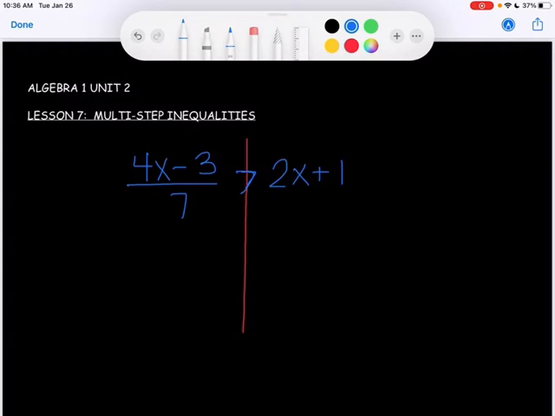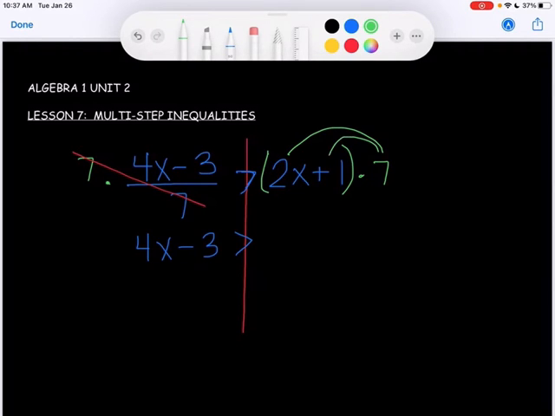I want to get rid of the fraction first, so it's being divided by 7 on the left-hand side. To get rid of that, I need to multiply by 7. But don't forget, what you do to one side, you've got to do to both sides. So I've got the 4x minus 3 left on the left-hand side is greater than, now be careful here, we're multiplying this entire side by 7. So I'm going to have to distribute here. So I've got 7 times 2x, which is 14x. Then I've got 7 times 1, which is 7.